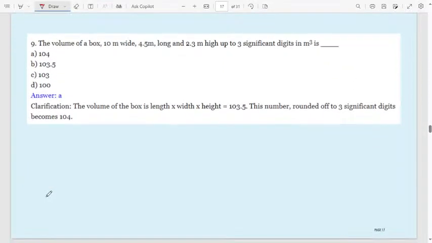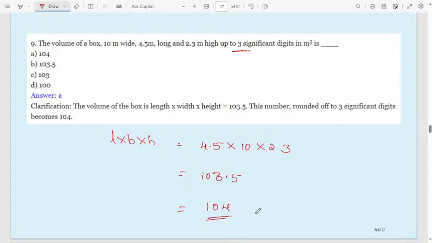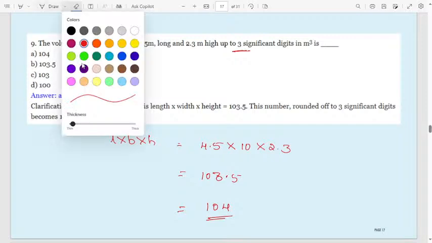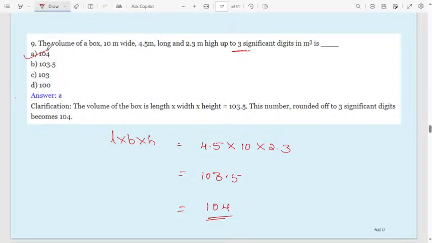The volume of a box 10 meter wide, 4.5 meter long, 2.3 meter high, up to 3 significant figures. You know the volume of a cuboid is length times breadth times height. Length is 4.5, breadth is 10 meter, height is 2.3. Multiply, you will get 103.5. They are asking for 3 significant figures, so 104. Everything is given in meters, so the correct answer is 104 meter cube.